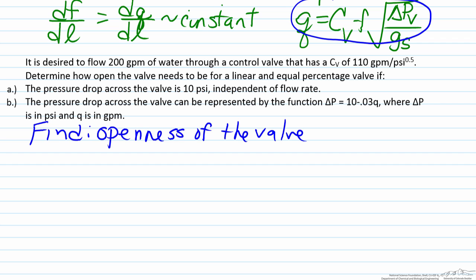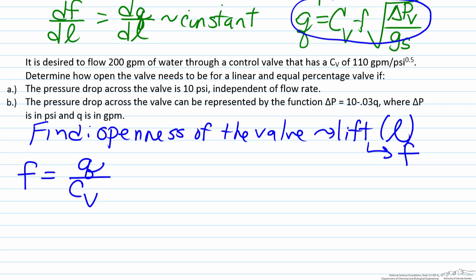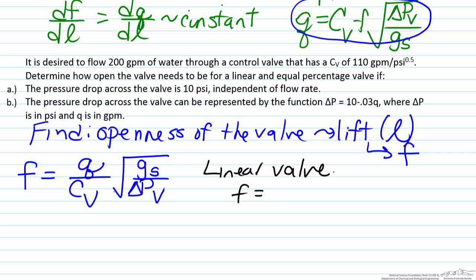And the openness of the valve is the lift, represented by a cursive L, and this is related to the valve characteristic F. We're going to want to solve for F, and this will leave us with F equals Q over CV multiplied by the square root of GS, the specific gravity, divided by the pressure drop across the valve. So for a linear valve, F is just equal to L.